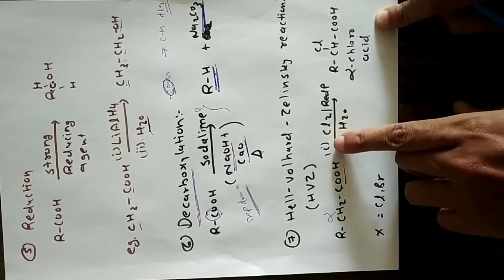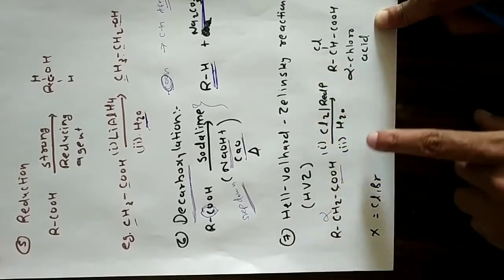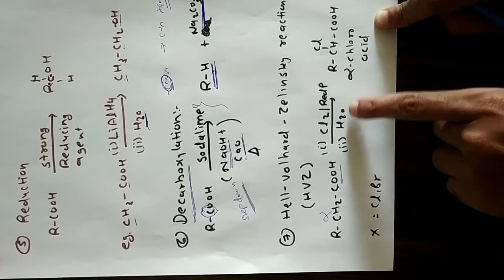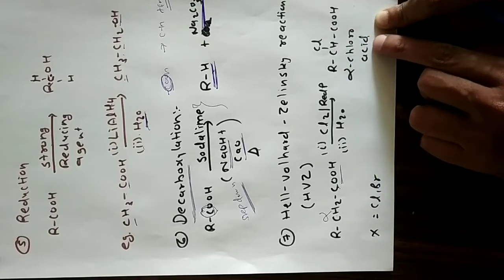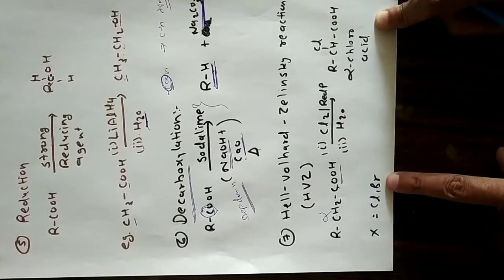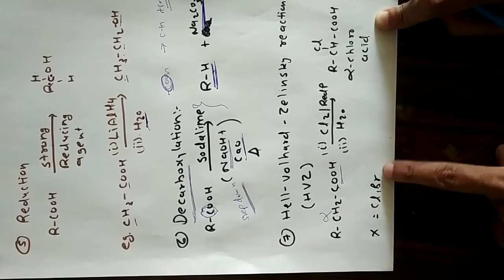So for that we are using Cl2 and red phosphorus. Red phosphorus is a catalyst here. And in the second step, a water molecule you have to react here. So you will get alpha chloro acid. Here instead of Cl you can take Br also. As halogen you can take chlorine and bromine.